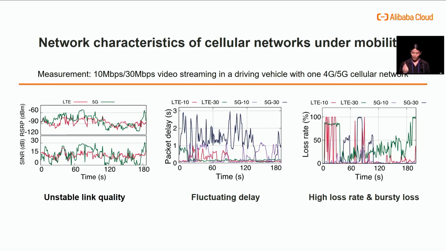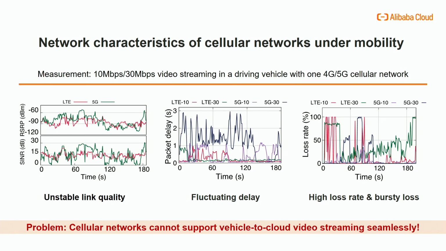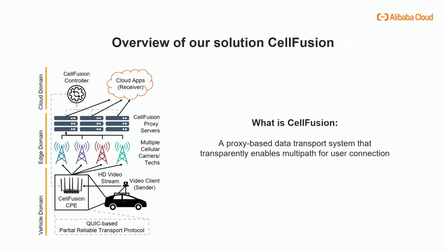Currently, cellular networks that promise to provide both high throughput and low latency seem to be the only fit for vehicle-to-cloud streaming applications. However, our road test shows that with higher mobility, the performance of cellular networks is no longer promising. We observe unstable link quality, high delay jitter, and loss rate ranging from 0 to 100% in both LTE and 5G. So, we see by now, cellular networks cannot support vehicle-to-cloud video streaming seamlessly, and in this work, we aim to address this problem.